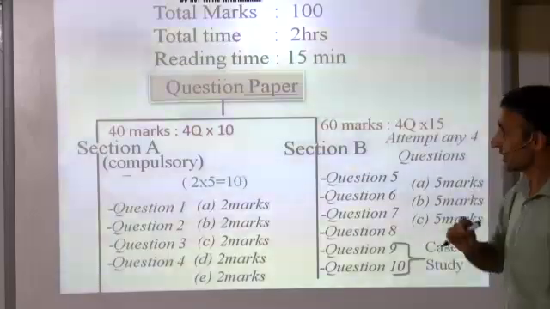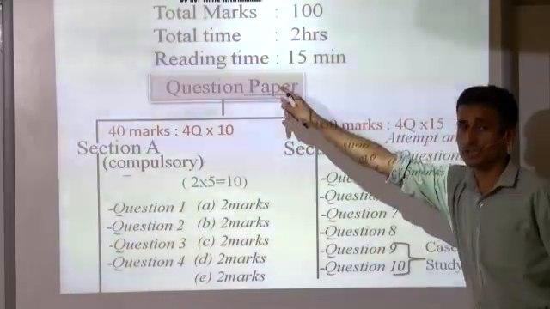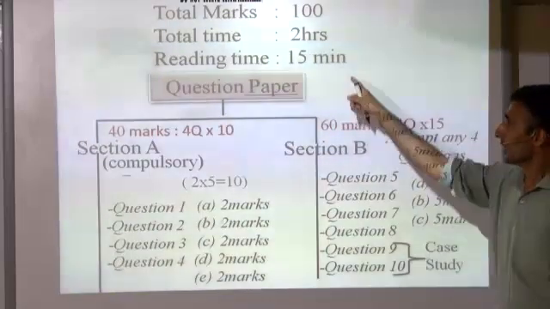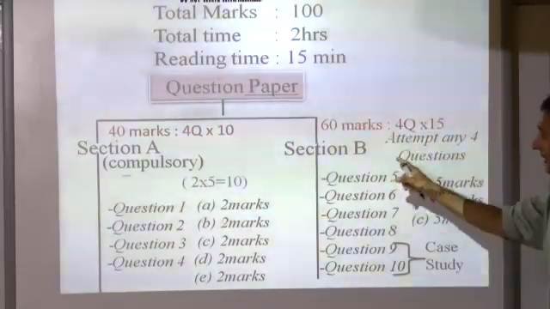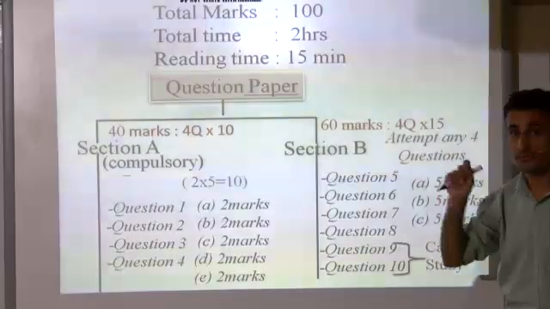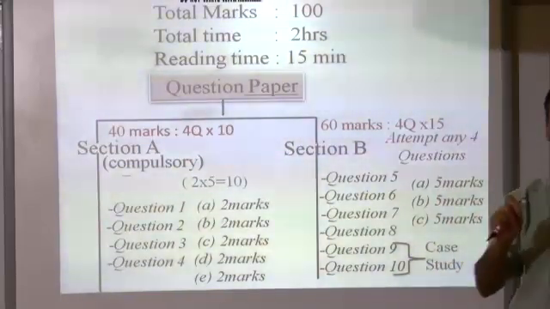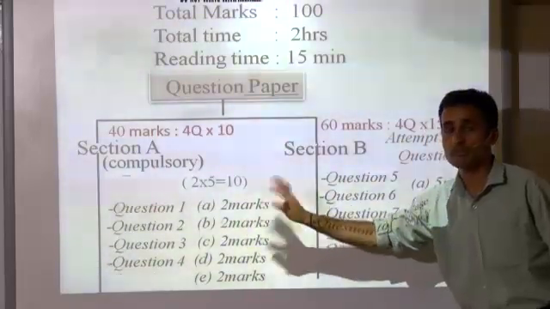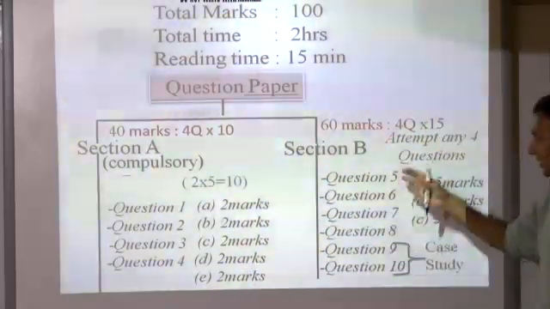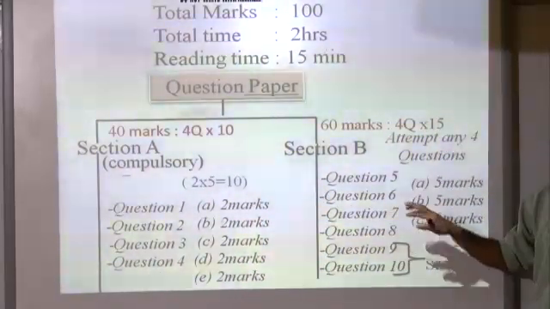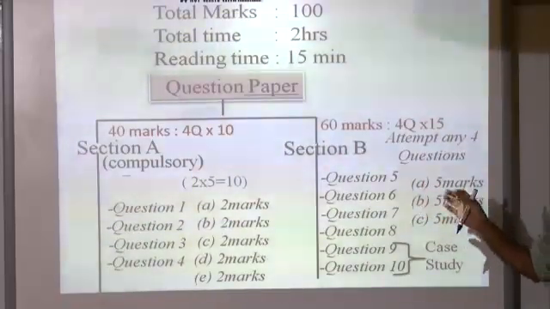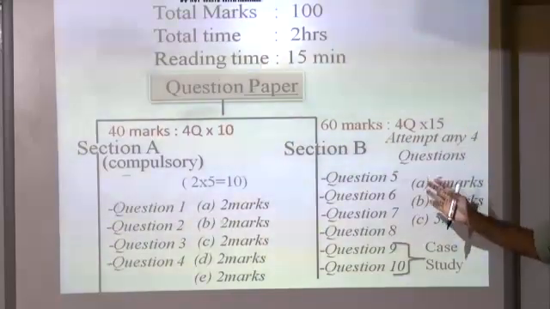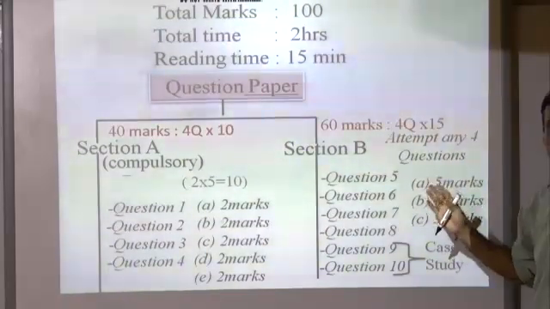Things to note here, guys, is the 15 minutes reading time. Make the best use of this 15 minutes reading time. Use this reading time only in section B in finding out which questions you will attempt. Do not waste your time in section A because this is compulsory. You have to answer all the questions there. In this part, you have to decide whether you do number 5, 6, or 7, 8, or 9 and 10. This is important, and if you make the right choice here, you will definitely do well, right?